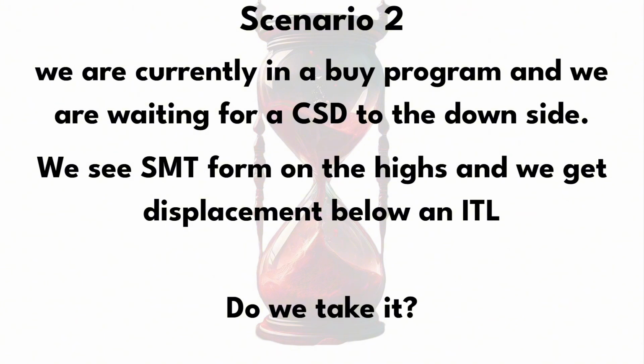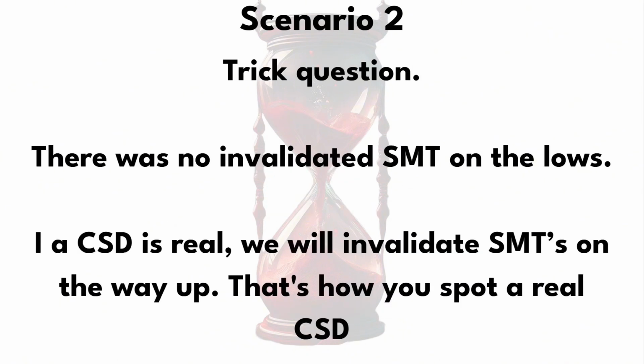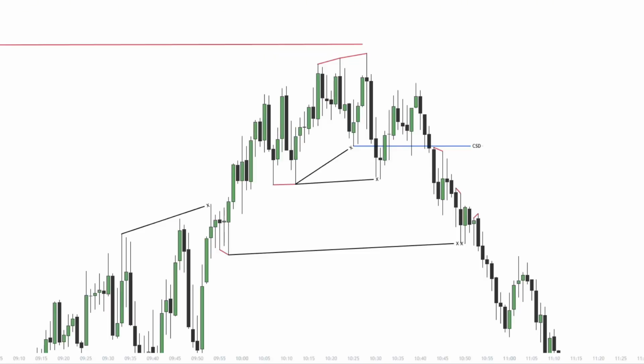Okay, so I hope you all put your answer in the comments to this one, because I'm sure that most of you will be surprised about the answer to this question. So this was actually a trick question. There was no invalidated SMT on the lows, okay? If a CSD is real, we will invalidate SMTs on the way up, and that's how you spot a real CSD.